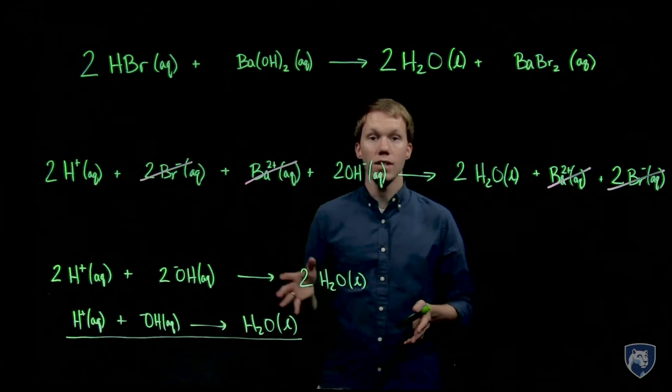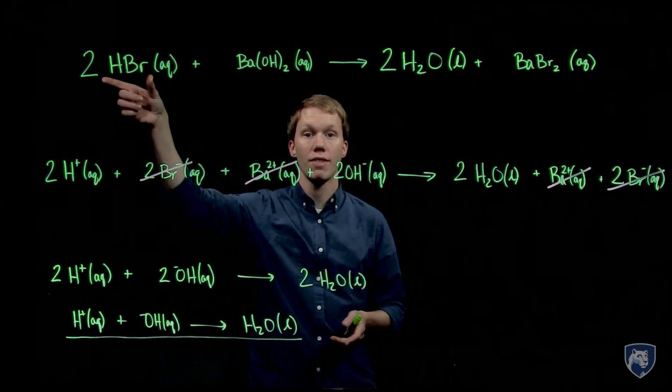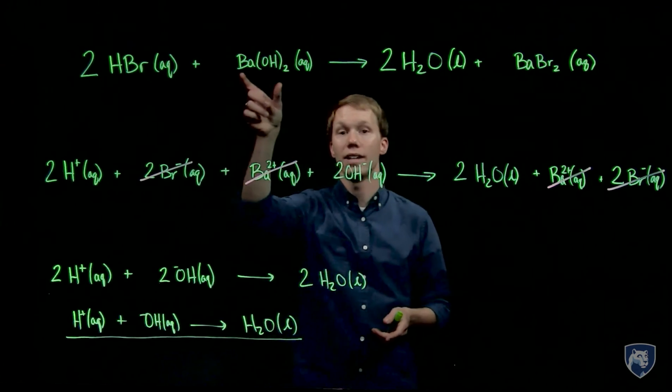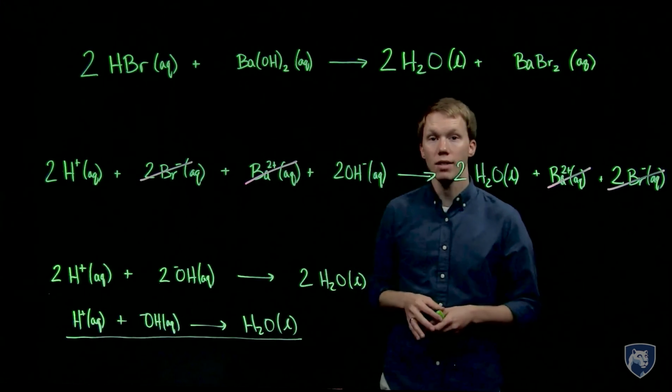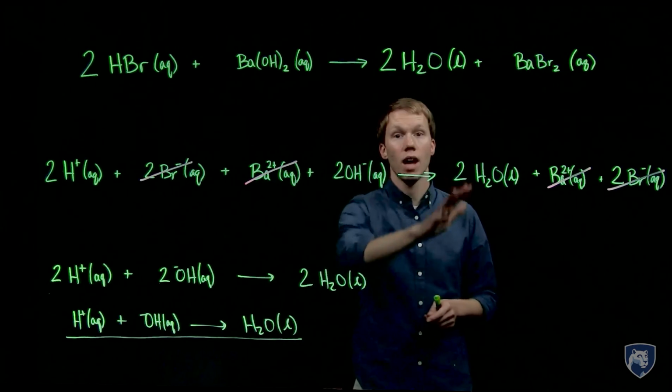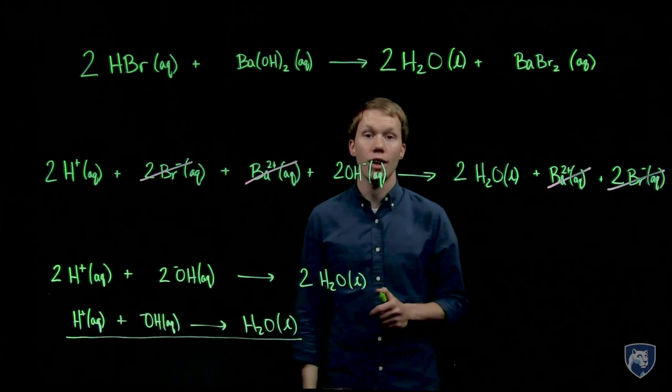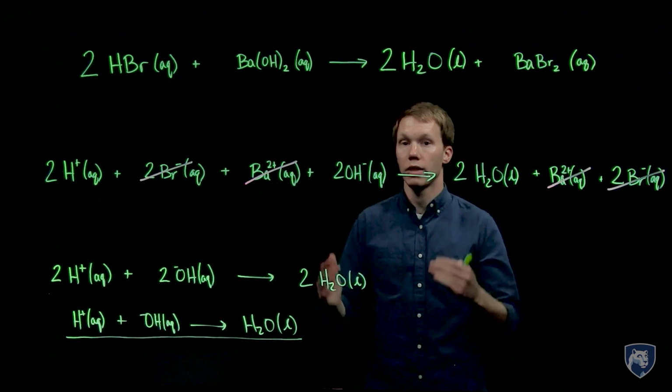So that makes it a lot easier for us if we can identify one of our 7 strong acids as a reactant and one of our strong bases, those group 1 and 2 metal hydroxides. We can easily come up with the net ionic equation without too much working through.